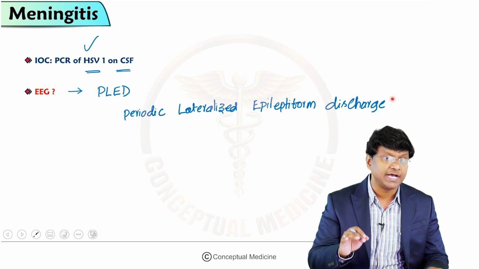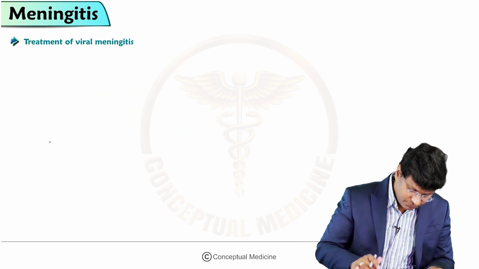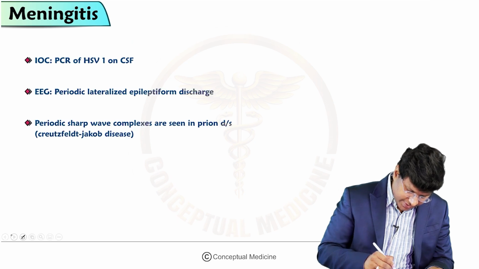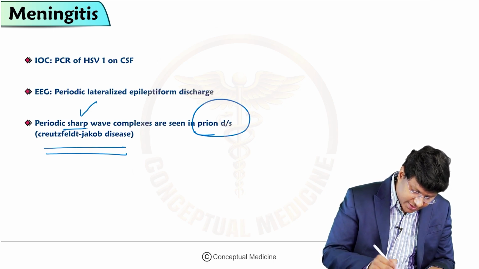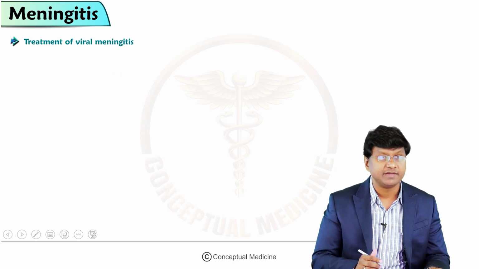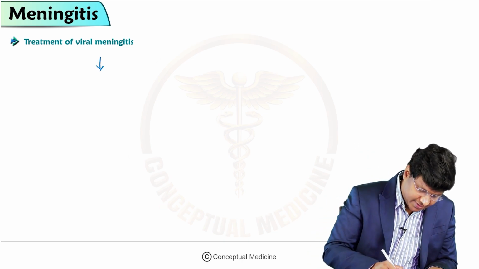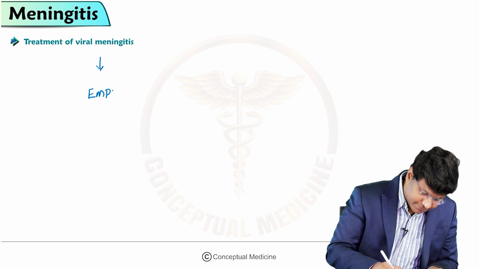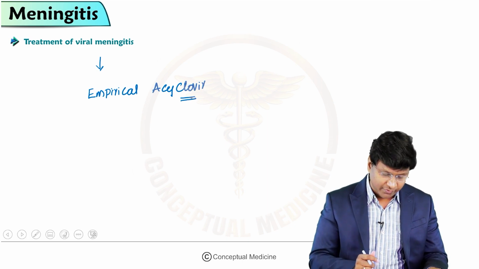And you have periodic sharp wave complexes in case of prion disease, that is Creutzfeldt-Jakob disease. And how will you treat this viral meningitis? The drug of choice in case of viral meningitis will be empirical acyclovir. So that is about your viral meningitis.